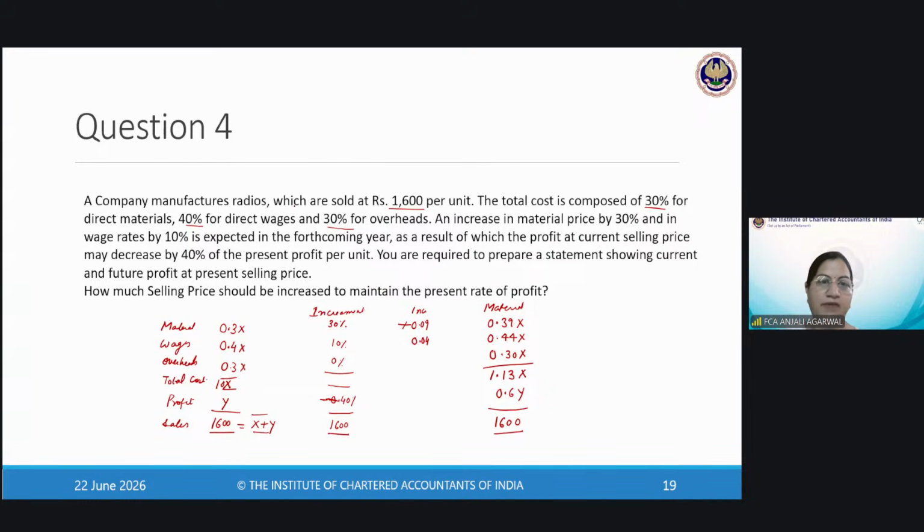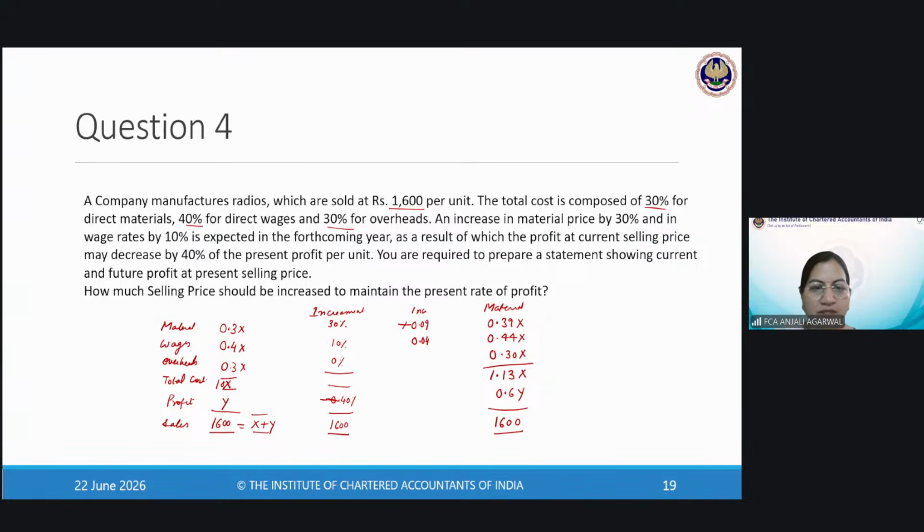Is it clear? A manufacturing company manufactures radio sold at 1600. Cost is 30% material, 40% wages, 30% overheads. So 100% cost is this. Selling price is 1600, but we don't know what the profit is. So let's say total cost is X and profit is Y. But in the forthcoming year, there would be an increase in material cost by 30%. Wage rate will increase by 10%. And as a result, if you still keep the selling price constant, the profit will reduce by 40% per unit.